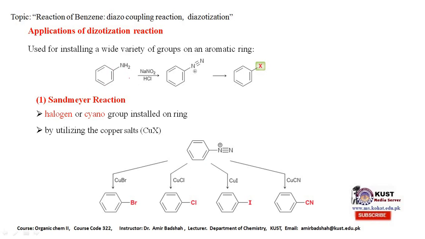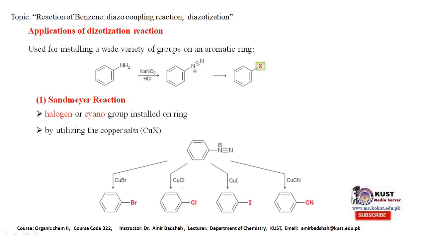Nitro group is reduced to NH2, and then NH2 is converted into a diazo group, and this diazo group can be easily removed, and various groups can be installed over the ring, which is not possible by other ways or any other direct ways. For example, here bromine is installed over the benzene ring in the presence of copper bromide.